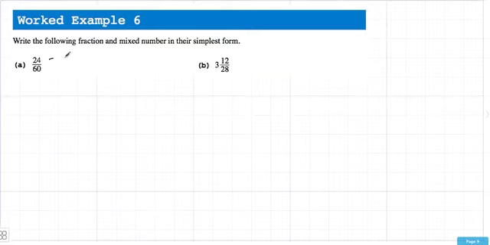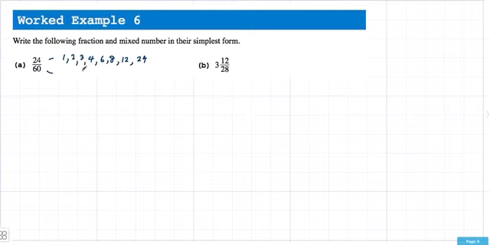And I know the factors of 24 are 1, 2, 3, 4, 6, 8 times 3 is 24, 2 times 12, and 1 times 24. They're my factors of 24.